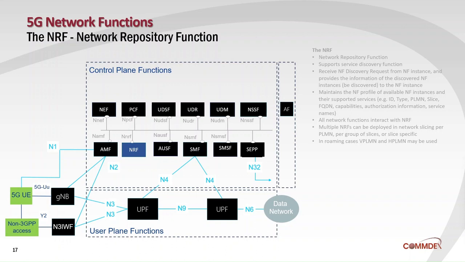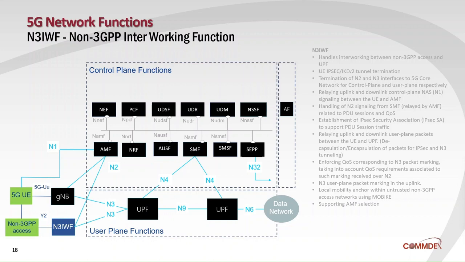The NRF is the Network Repository Function. It is the network function that keeps track of all available services from the network functions. The NRF learns about the services from producers via service registration. Consumers discover available services via service discovery. Consumers can then perform service requests directly to the target producer. All network functions interact with the NRF.